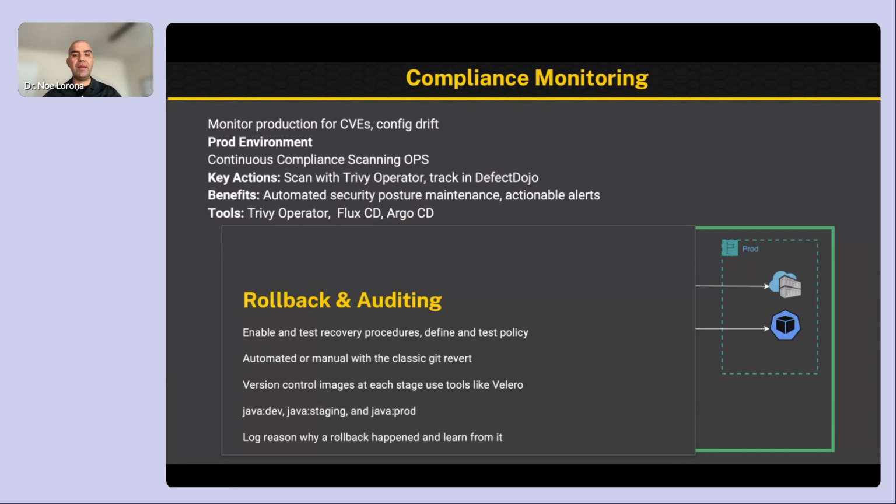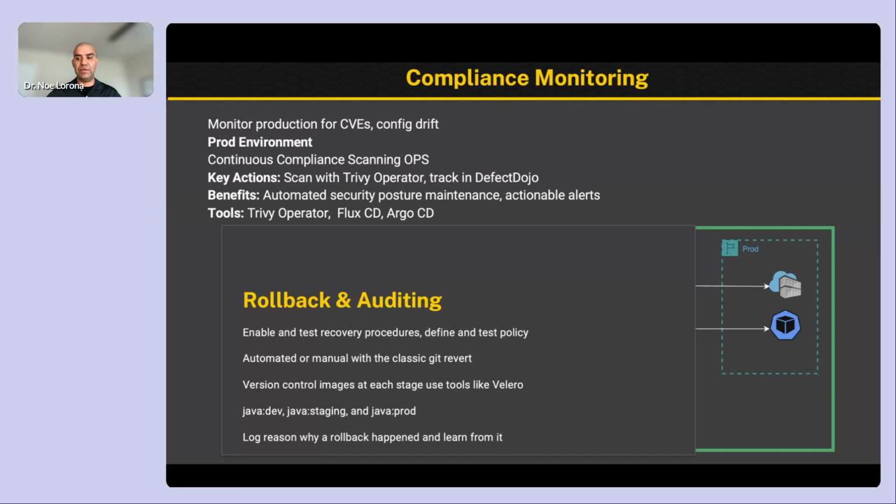So rollback and auditing, what happens if things go wrong? This is where the rollback comes in. Rollbacks can be automated or manual. Sometimes it's as simple as say git revert, right? Just undo that git commit, or tools like Velero can help you back up your system, but really, hopefully you don't have to do a whole system restore.